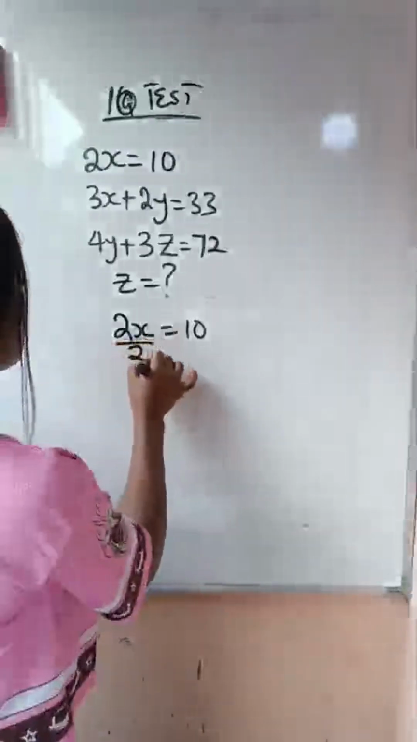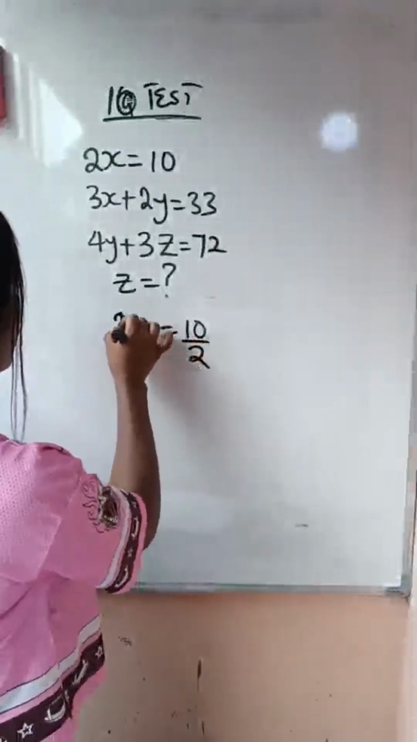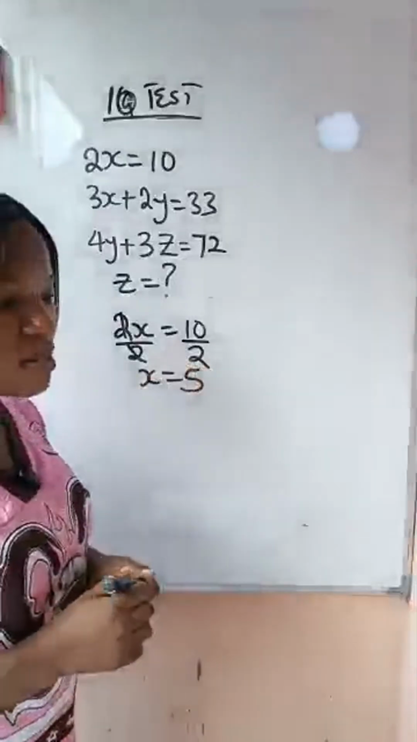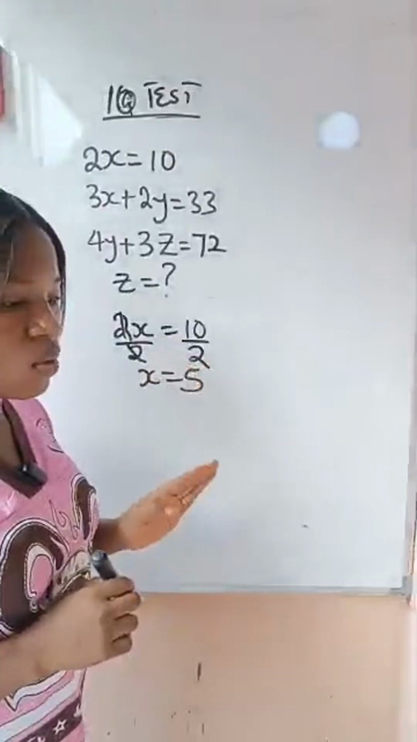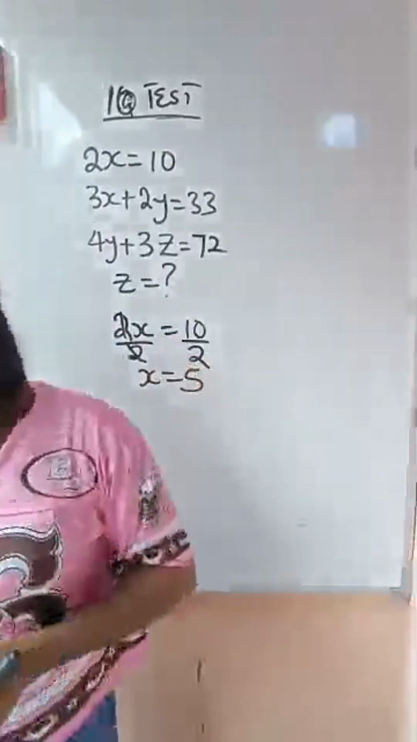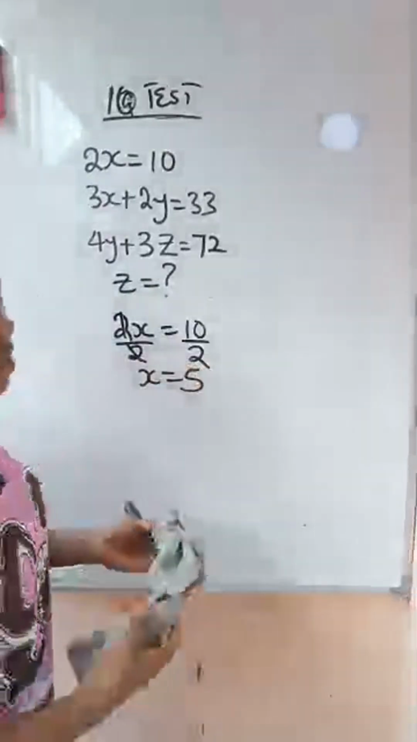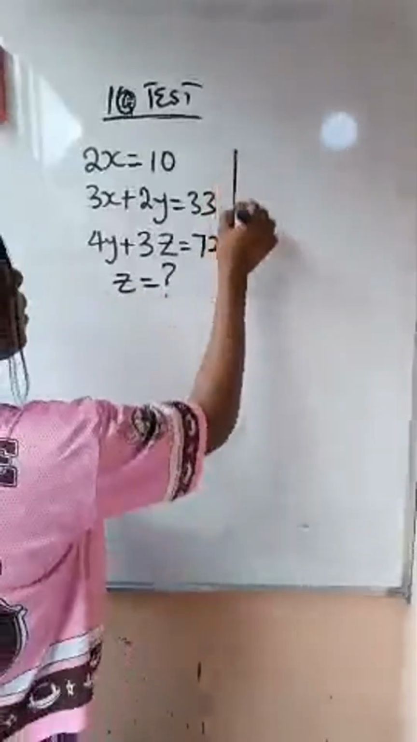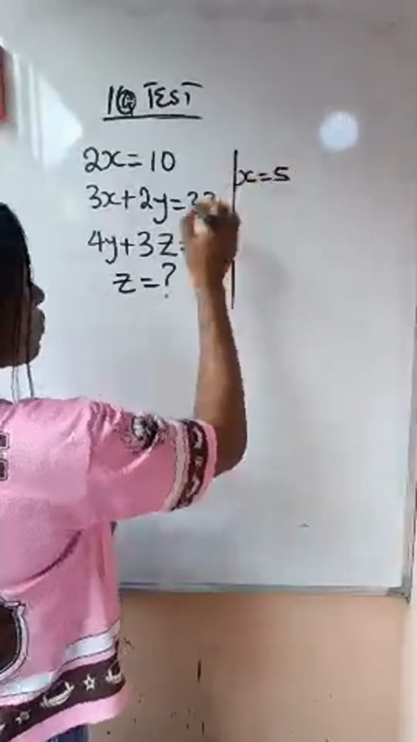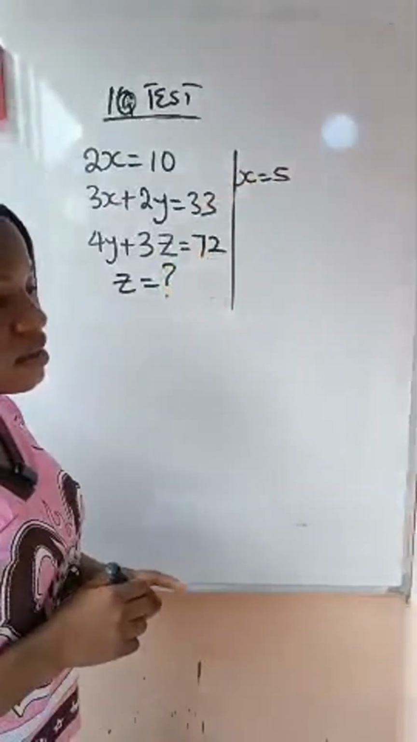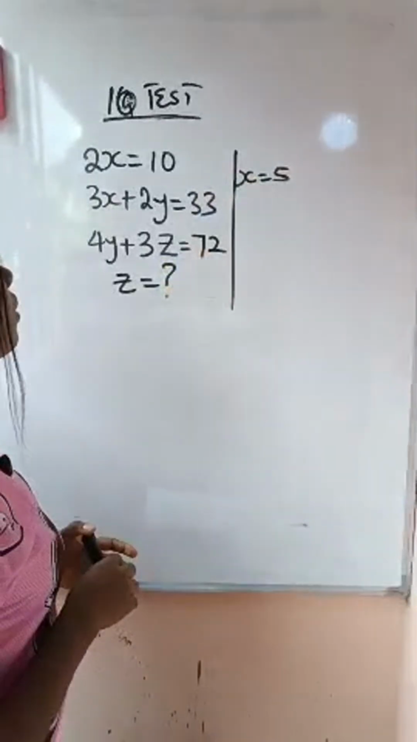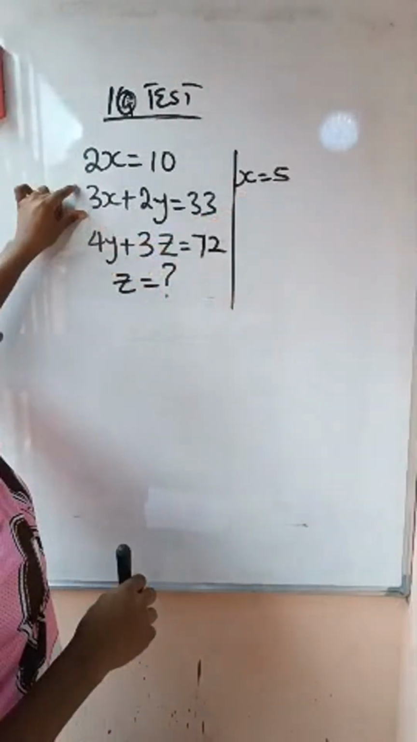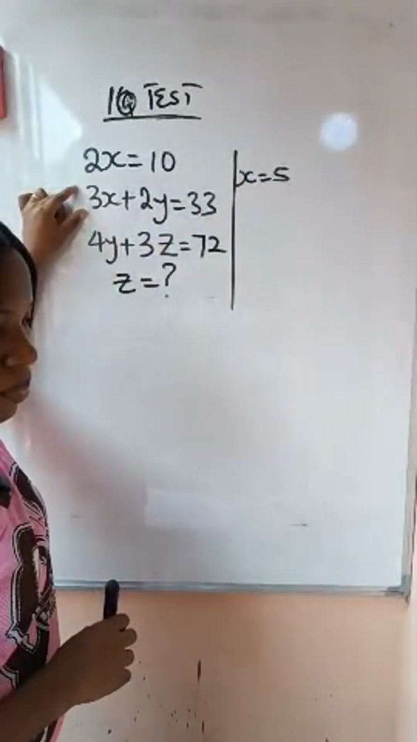So if I divide this by 2 and this by 2, I will have x is equal to 5. Now, we have gotten the value of x as 5, so we can write it somewhere that x is equal to 5. Then, similarly, we can now substitute x equals 5 into the second equation.